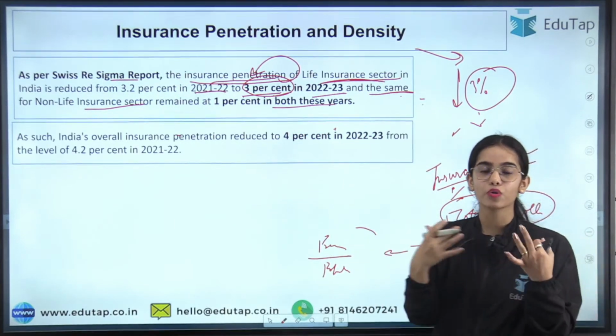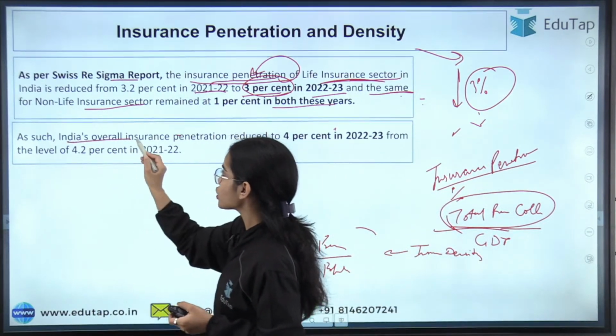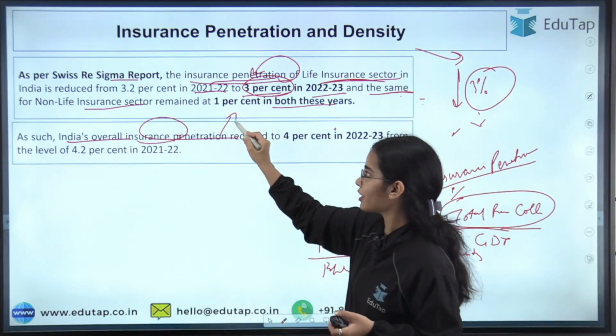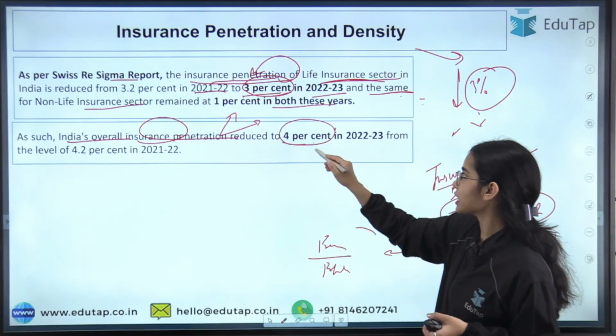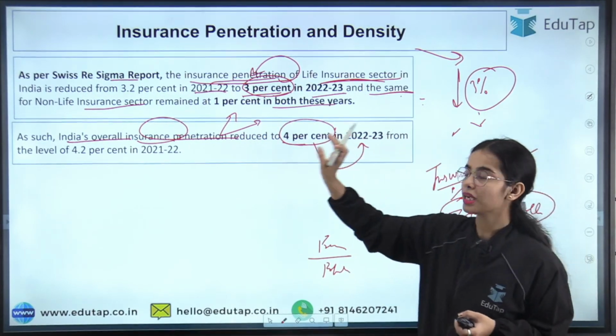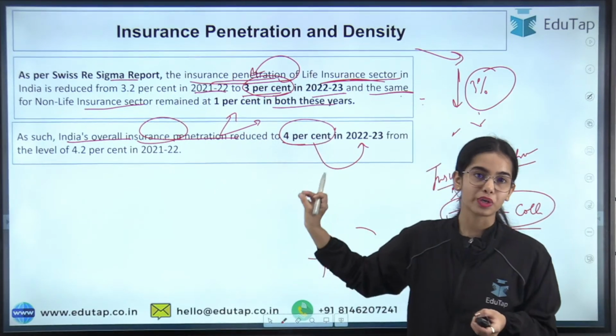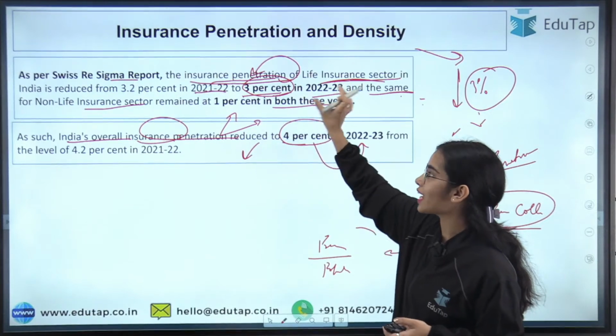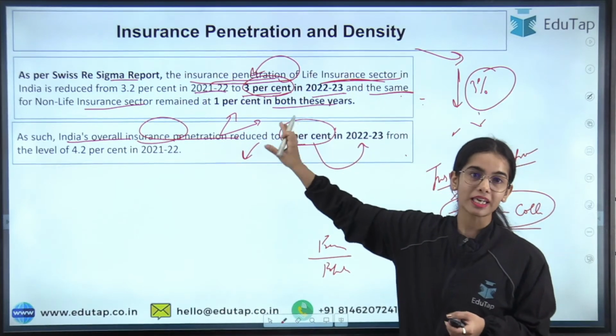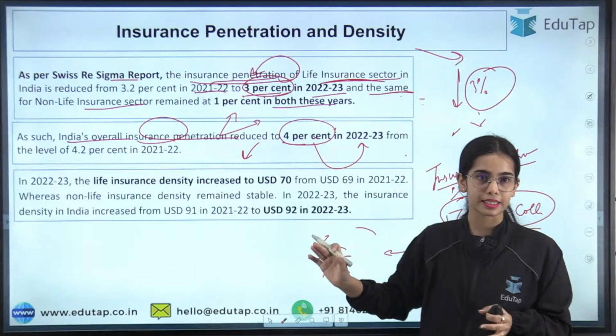So in totality, India's overall insurance penetration in the life insurance sector and non-life insurance sector has reduced to 4% in 2022-23 from the level of 4.2% in 2021-22. Okay, and the decrease has been seen because of the life insurance sector. The non-life insurance sector has not seen this decrease.